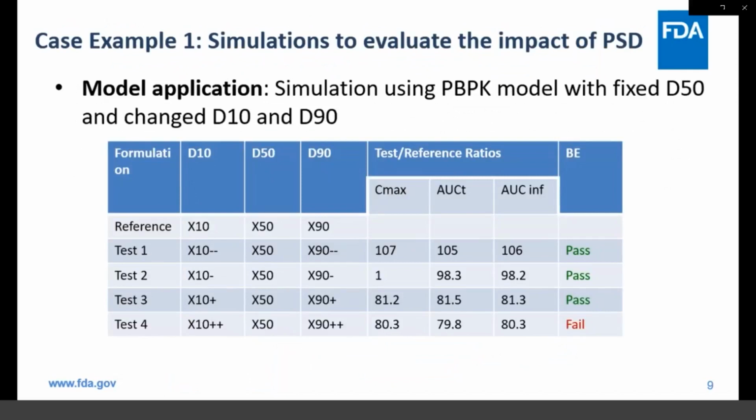FDA reviewers conducted reviews and simulations using PBPK model with fixed D50 and changed D10 and D90. The results are shown in this table. The modeling simulation results suggested that with a certain fixed value of D50, the test versus reference PK metrics showed a low risk of non-BE when D90 changed over a wide range.